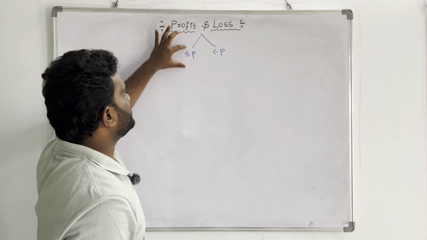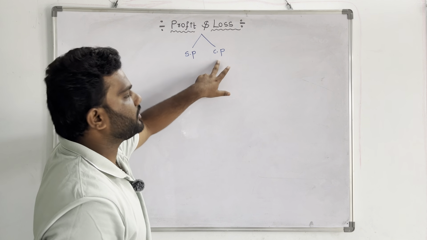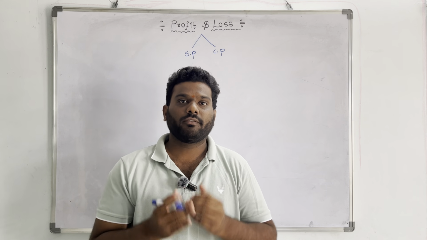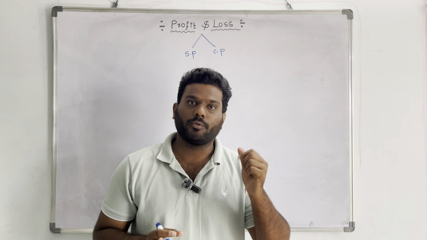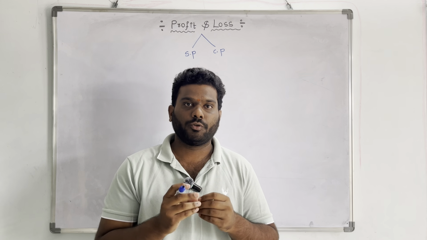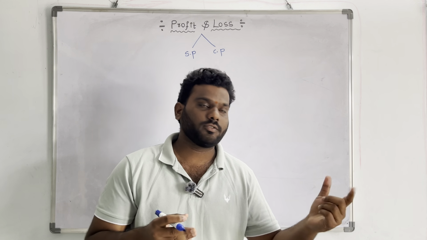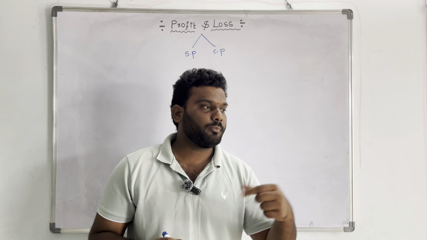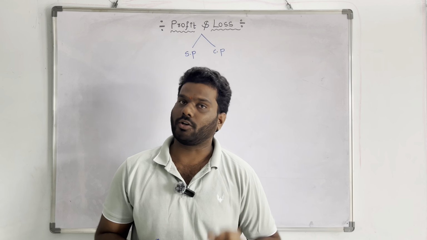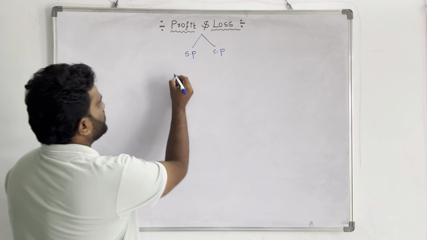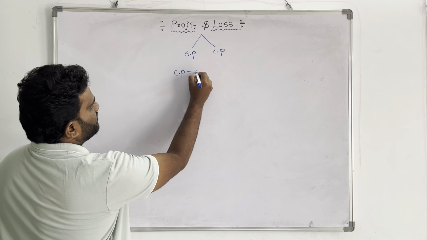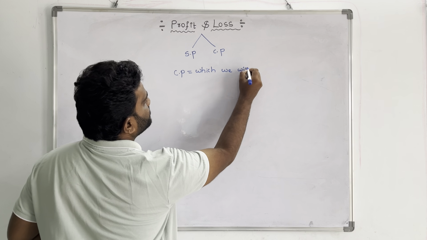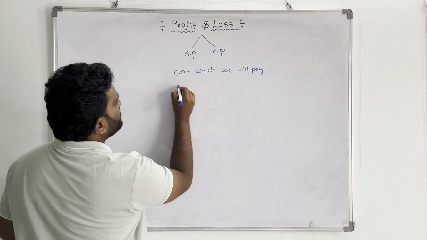So what is selling price and what is cost price? Let me talk about cost price first. Cost price is nothing but, for example, whenever you go to a mobile shop to buy a mobile, you give 10,000 rupees to the shop owner and you get the phone. The amount you have paid to that shop owner is called cost price. So cost price is nothing but what we pay.